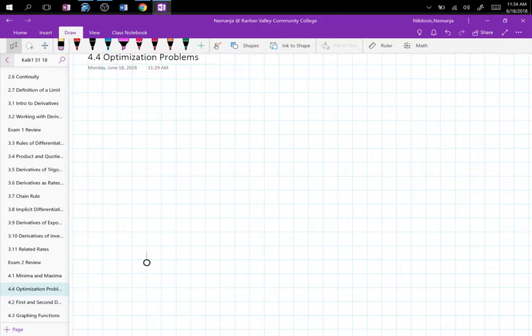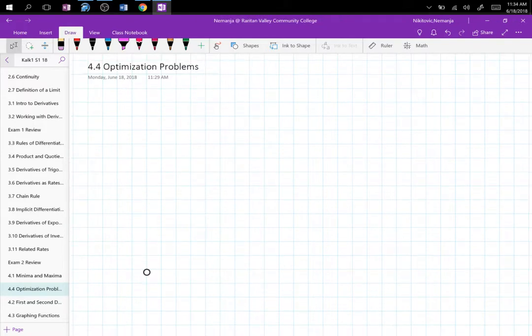Optimization problems. We are going to work on word problems that are very useful and applied, obviously. This is going to be an application of 4.1, min and max. So optimization problems are about trying to figure out minimum, maximum, and all that. You want to know maximum profit, minimum cost, maximum area, minimum volume, or things like that, for various types of applications.